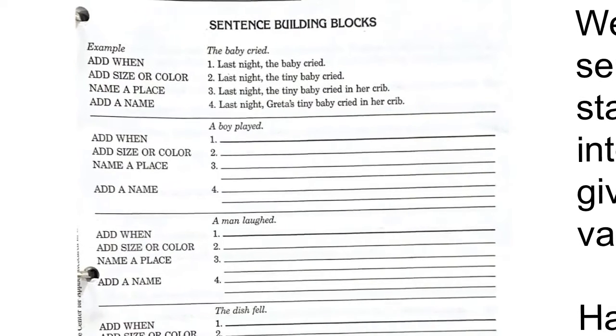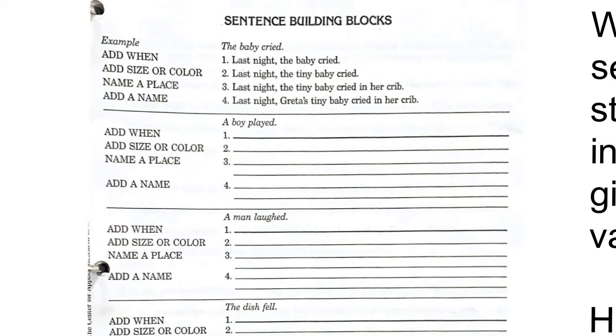Sentence building blocks. If you look at the example, it starts out with the very basic sentence of the baby cried. If you look over here to the side, it says add when. So when did the baby cry? Last night, the baby cried. So we're going to keep that sentence that we just made, and now we're going to add a size or a color. So last night, the tiny baby cried. Notice we just added the word tiny to that sentence.